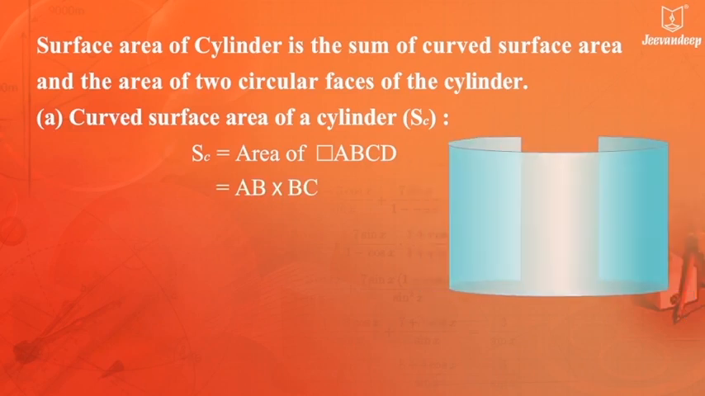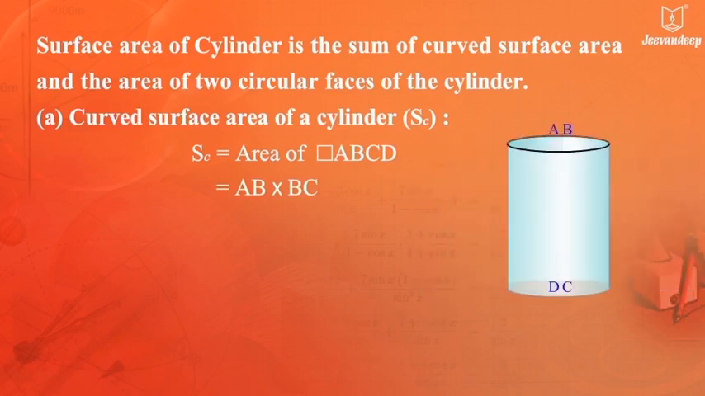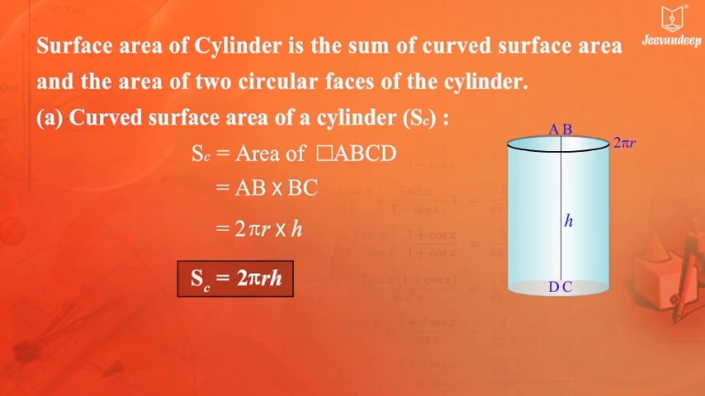As AB forms a circle, it can be replaced by 2 pi r, and BC forms the height of the cylinder represented by h. Thus, 2 pi r multiplied by h. Therefore, SC equals 2 pi r h.